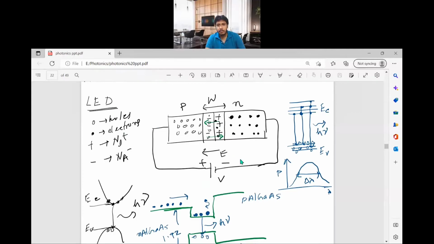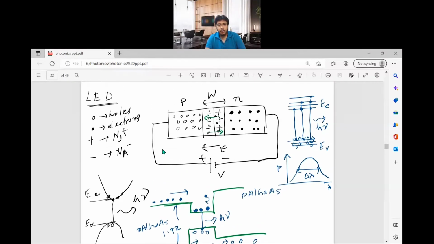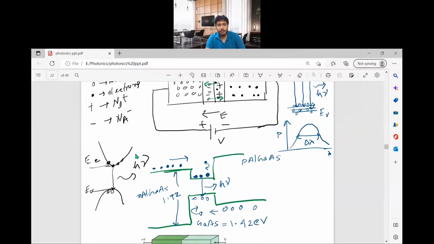It's a spontaneous emission. LED has spontaneous emission, which we have already studied. Electrons spontaneously recombine with the holes, so it is a broader spectrum, and this only happens for a direct band gap semiconductor. A direct band gap semiconductor has the conduction band and valence band lying at the same vector k, or the same momentum. So when electrons jump from the conduction band to the valence band, there will be no change in momentum. So you will get light.